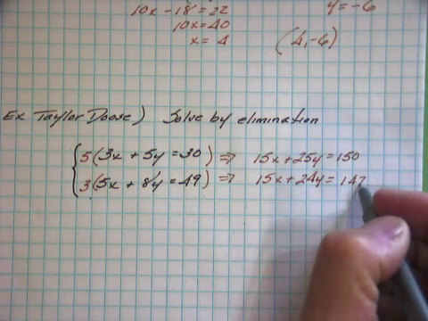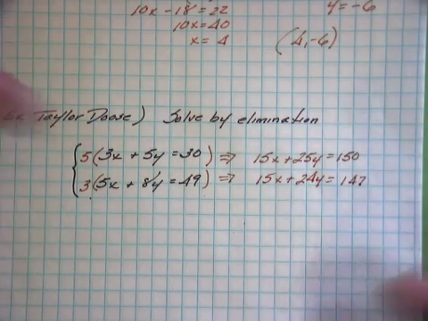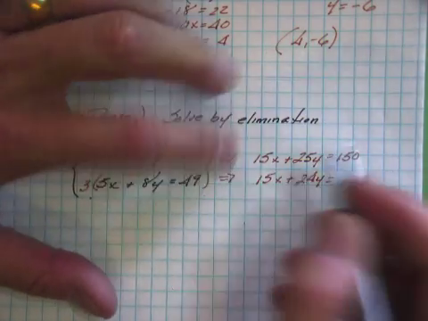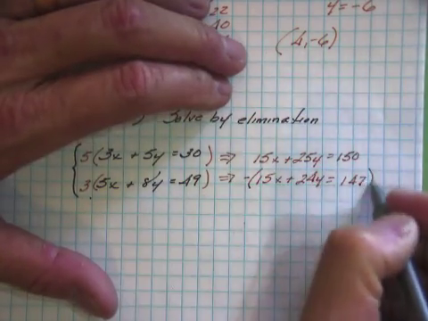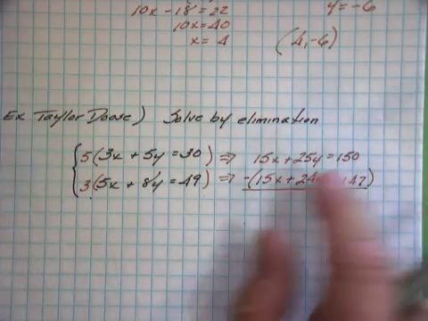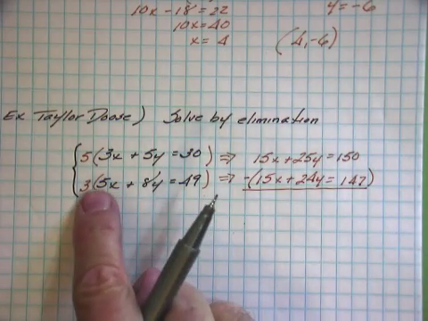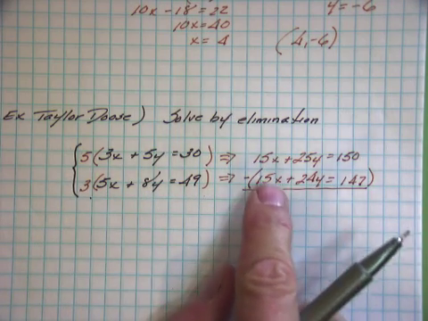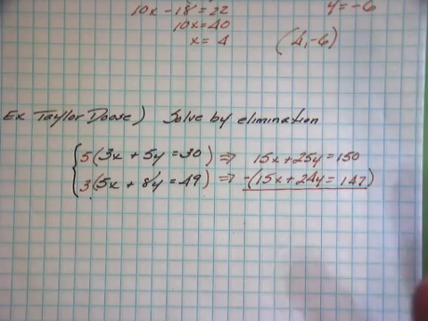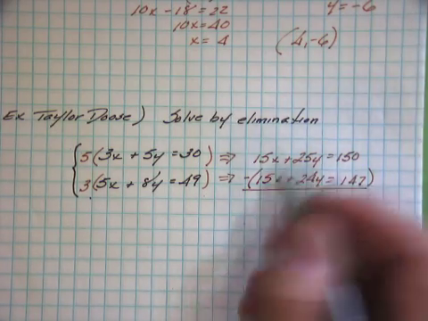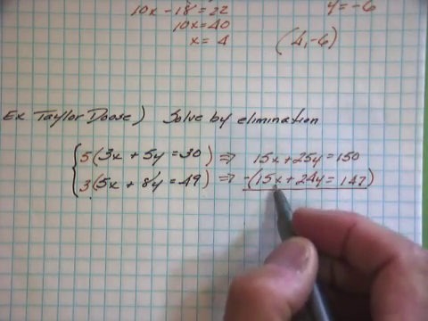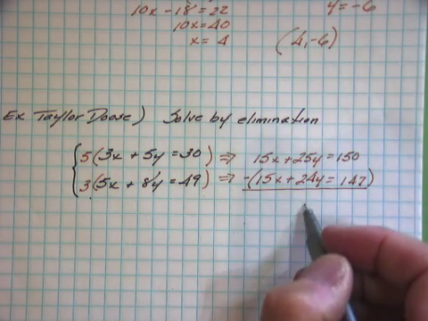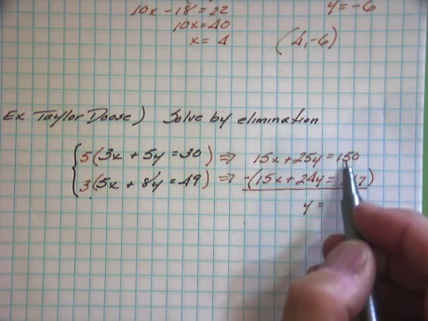And the bottom one becomes 15x plus 24y equals 147. Okay? Nice. Now look, they're both 15x's, but they're both positive 15x's, so I'm going to subtract. Oh, let me give you a hint. If you don't like the subtracting, instead of multiplying by 3 over here, you could have multiplied by negative 3, which would have made that a negative 15, and you'd be adding, if that works for you.